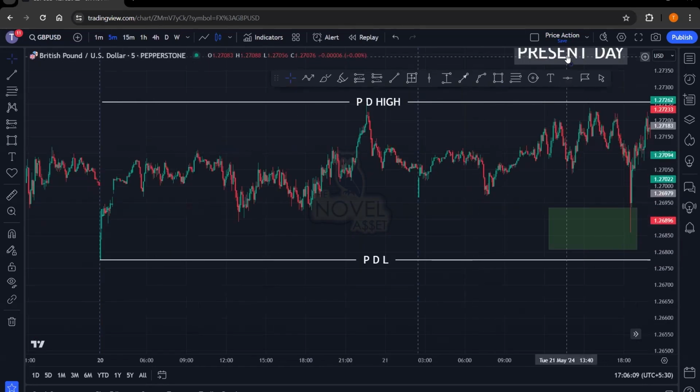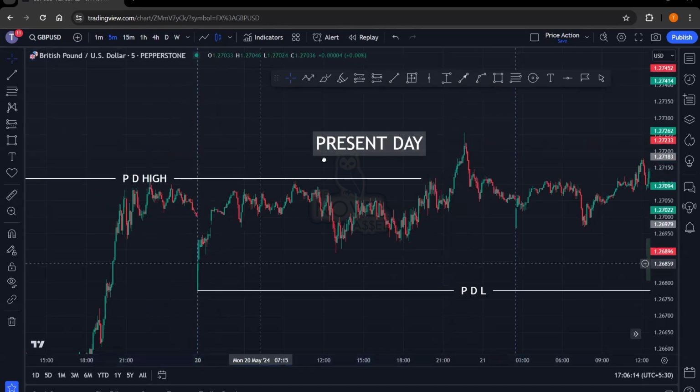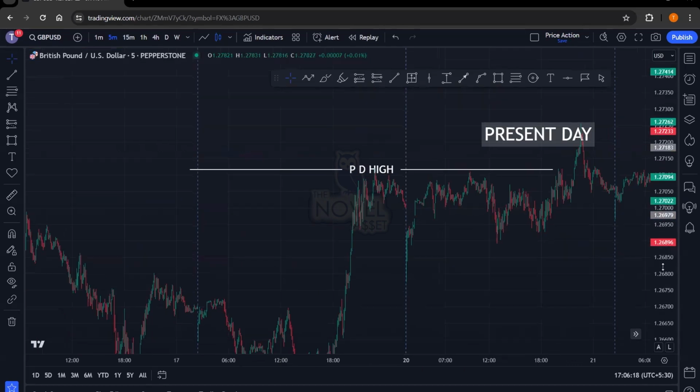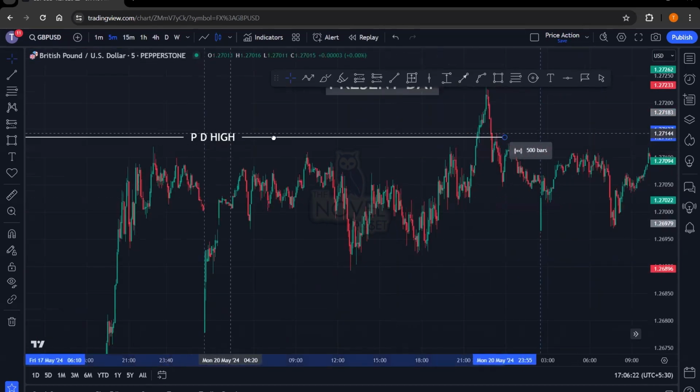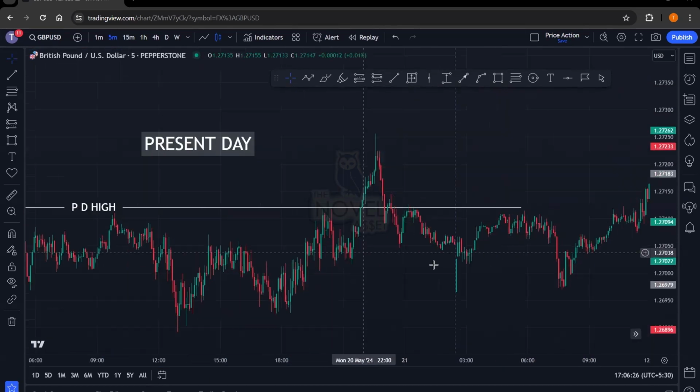Now, let's say this is the present day over here, and we are marking the previous day high over here, and the previous day low is on the low side. Okay, this is your previous day low, and this is the present day of trading in the market. As you can see, once the price took out the previous day high, let's see exactly where the previous day high has been taken. So the previous day high has been taken over here by this candle.